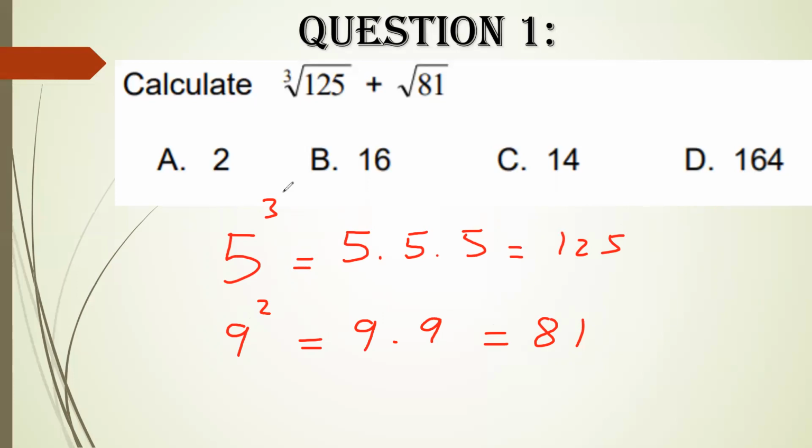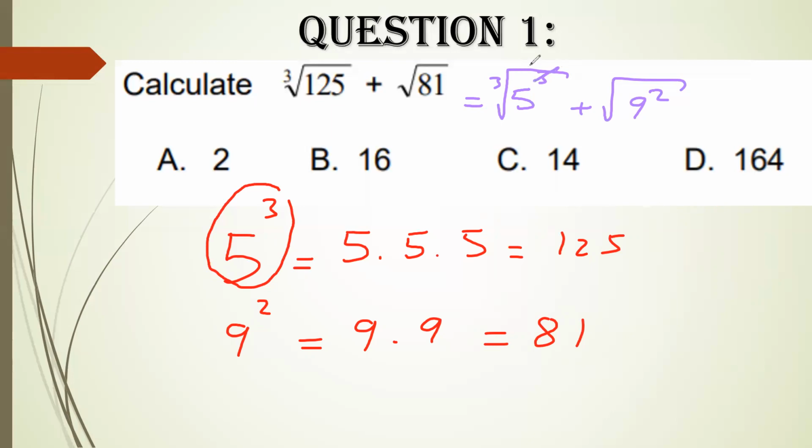Okay, if you know how to write each number with power, after that it's going to be easy to answer our questions. So now let's answer our question. First of all, we write for 125, 5 power of 3, and you have 3 here, plus square root 9 power of 2. What we said, this power divide by this number. So 3 over 3, making 1. So you cancel all. And what is left? 5 left.